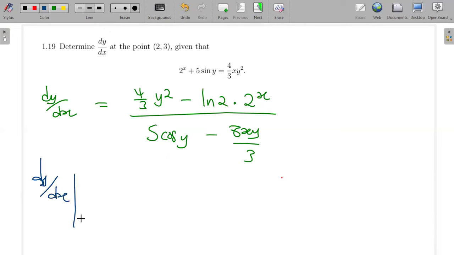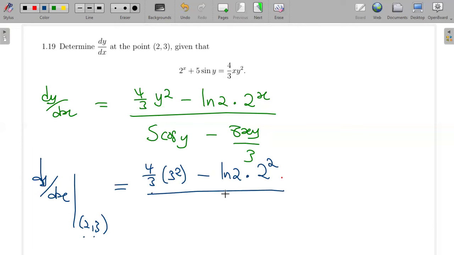So we are evaluating it at what? At (2, 3). Wherever there's x, we are putting 2, and wherever there's y, we are putting 3. So this will be equal to 4/3, and where there's y, I'm putting 3 squared, minus ln 2 multiplied by 2 to the power 2, where there's x, I'm putting 2. Divided by, what are we going to have down there? We're going to have 5 cos 3, minus 8/3, and then x is 2, y is 3, I mean. I went a step further in my mind. So that's what we have.